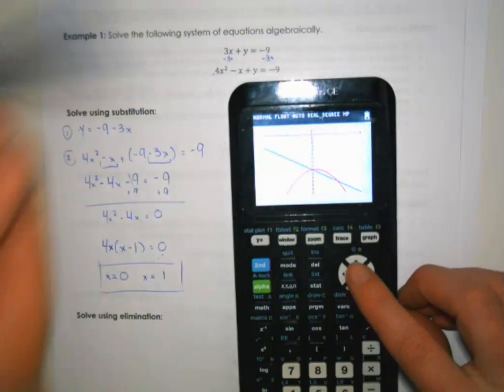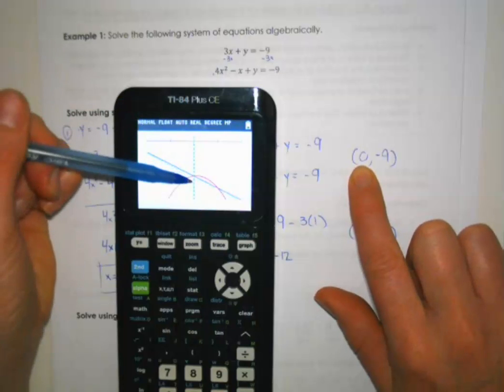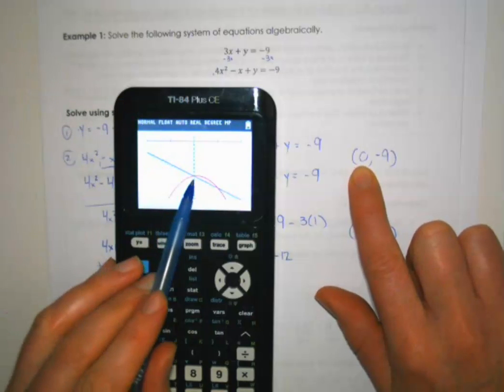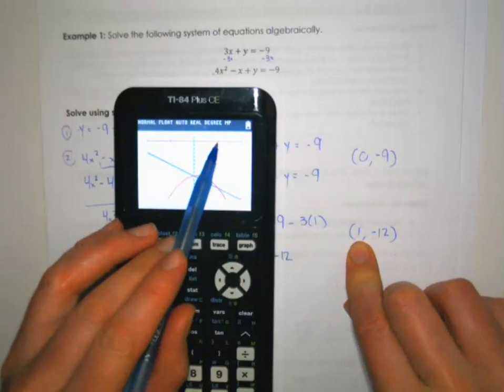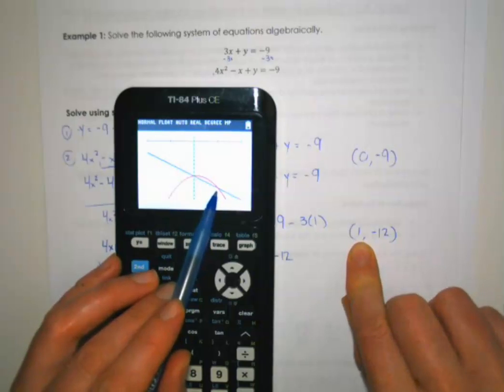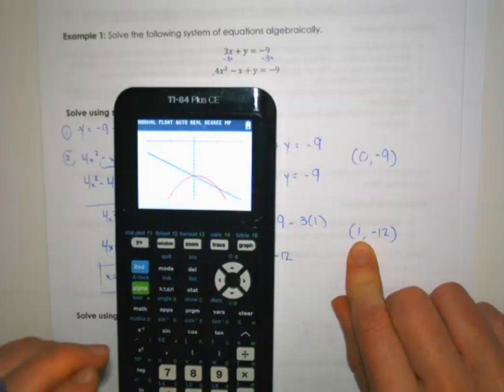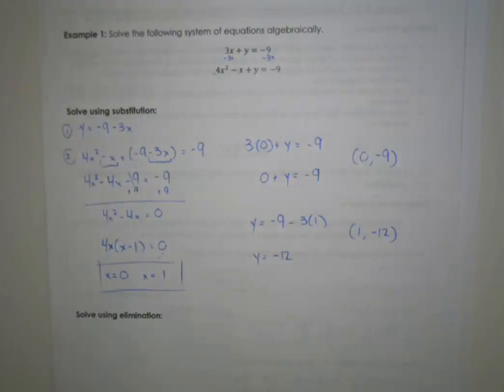So if I look at this, we said that our points of intersection should be at x equals 0, y equals -9, and we see that that's accurate here. The other one would be at x is equal to 1, y is equal to -12. And again, I'm not going to run through the intersection procedure, but you can see basically that that's correct there as well. So now we've verified that our solution works.